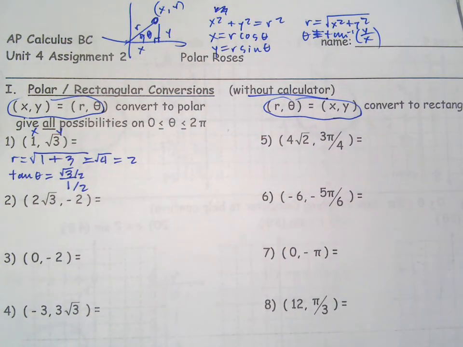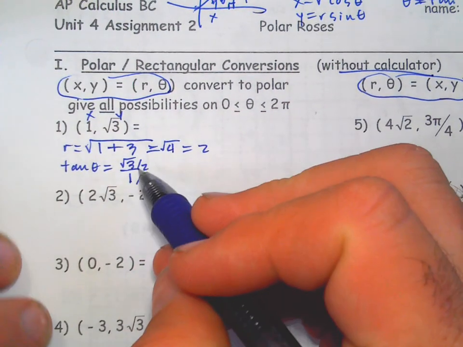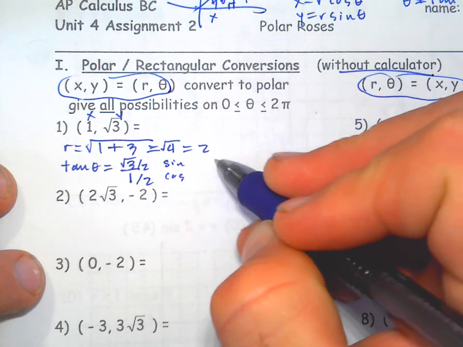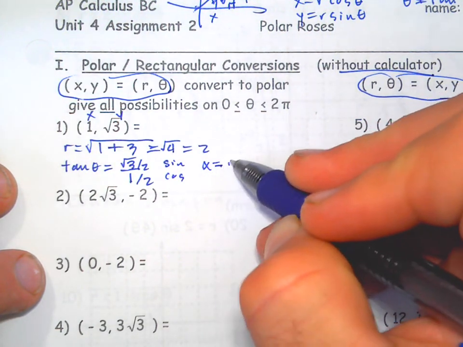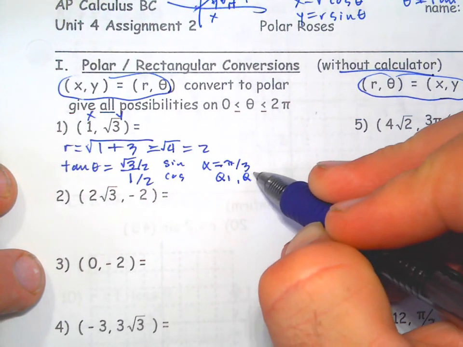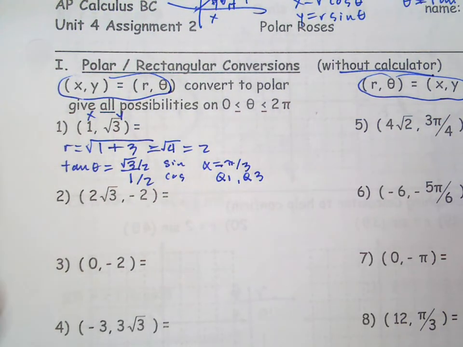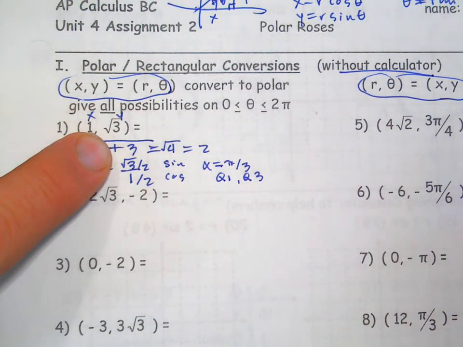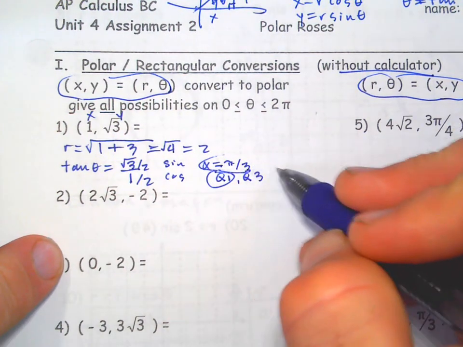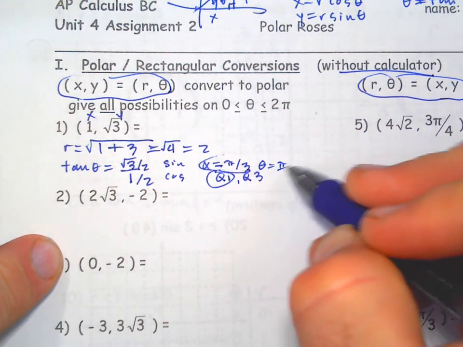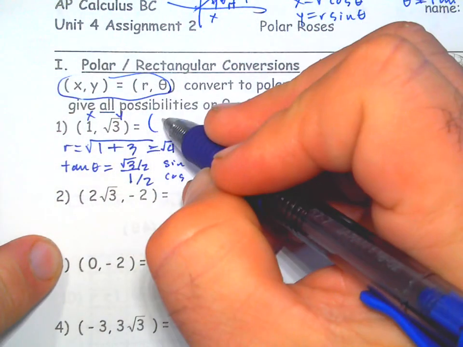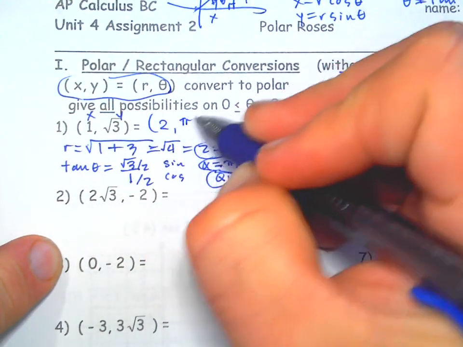So, does tangent equal root 3? And so this is sine over cosine, right? So that would have to be reference angle of pi over 3, and could be quadrant 1 or quadrant 3, where they're both negative. But this is clearly quadrant 1. Positive x, positive y. So it's gotta be pi over 3. So you have the radius, and you have the angle. It's always radius first, angle second.